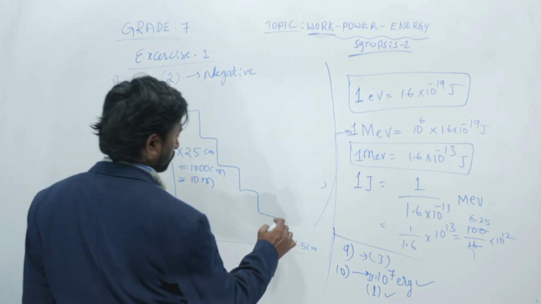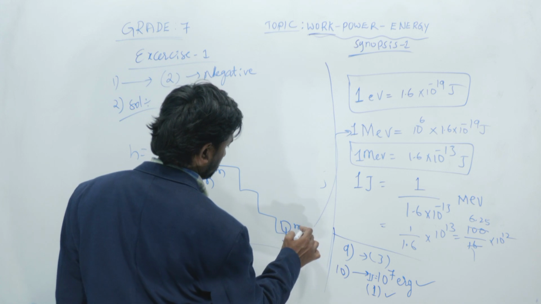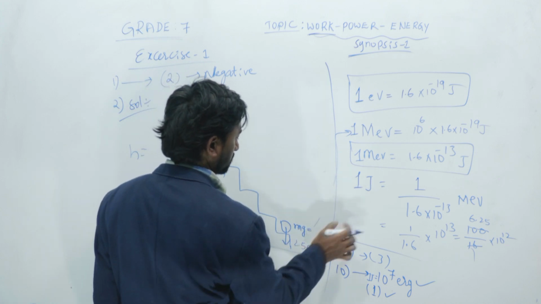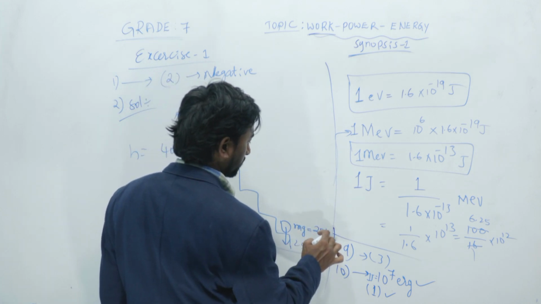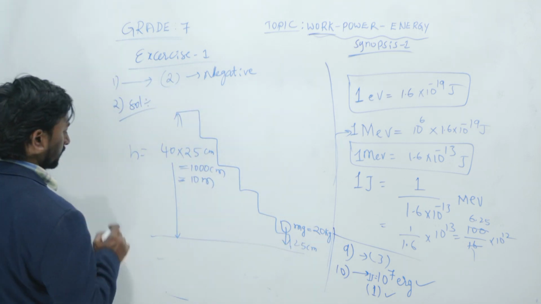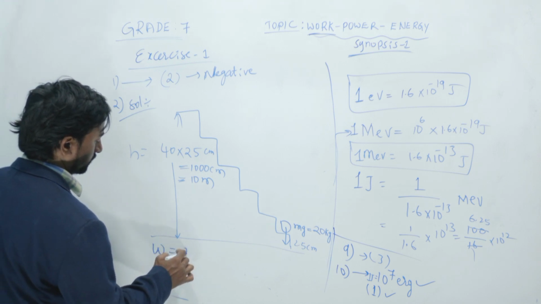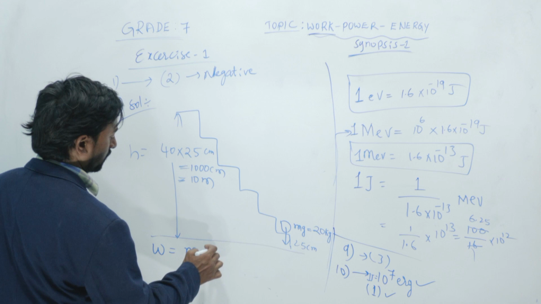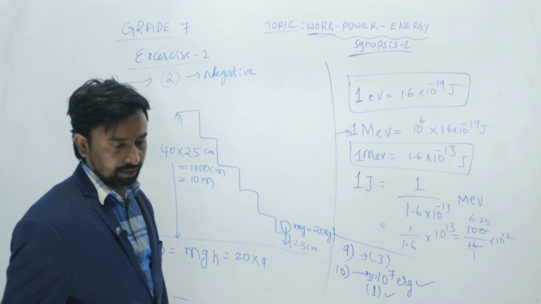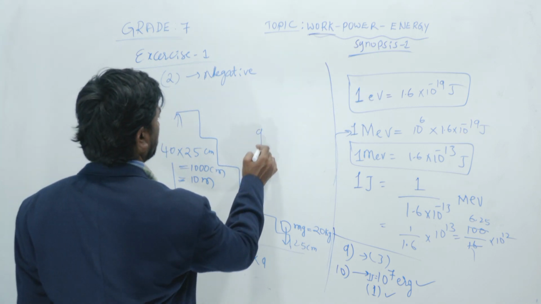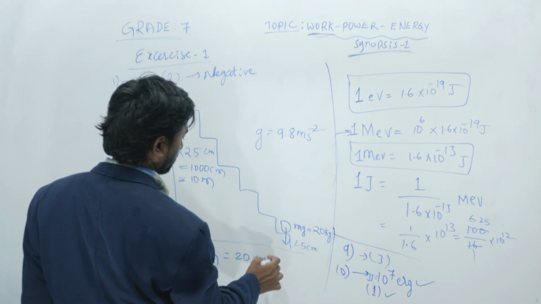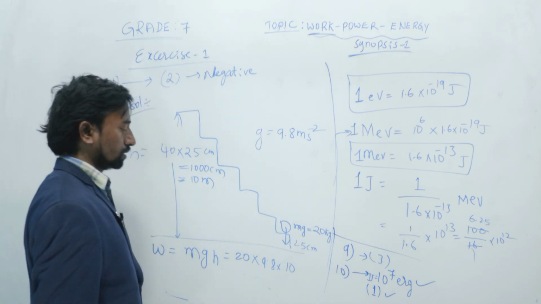And what is the load here? Mg, with the 20 kg load given, is being lifted. So we can write W is equal to mg into h. So 20 into g. What value of g are they asking to take? 9.8. g is acceleration due to gravity, whose value is 9.8 meter per second square. So we write 9.8 into h, which is 10 meters.